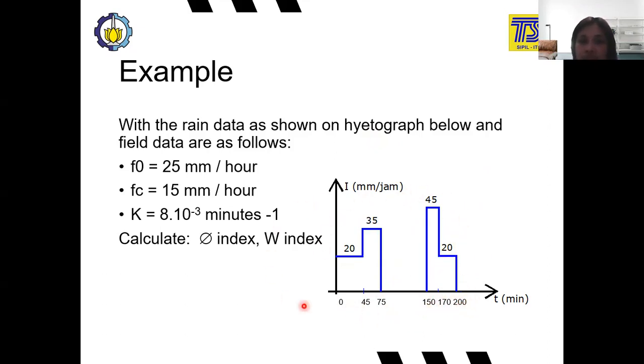With the rain data as shown on this hydrograph below, we got the field data here. We have the initial infiltration of 25 millimeter per hour, and then the capacity of infiltration of 15 millimeter per hour. And then we have this constant of the soil. It depends on each type of the soil. Here we have the constant of 8.10 power of -3 per minute. Here we have to calculate the V index and W index.